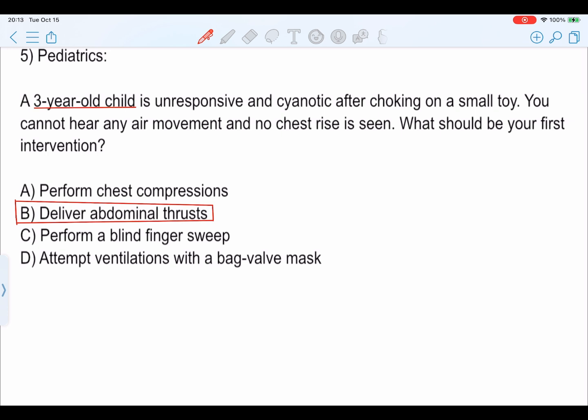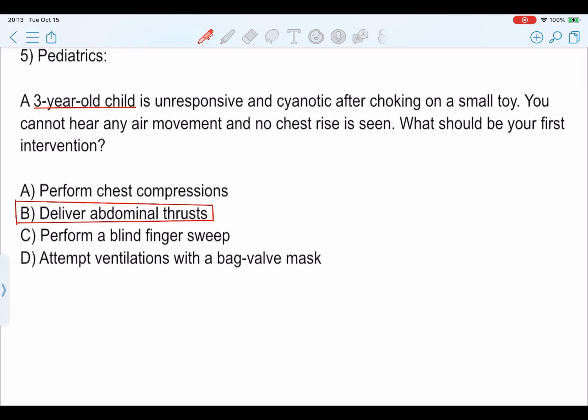And then attempting ventilations. Why, right? The airway is blocked. All of that air is not even going to make it to where it needs to go. If anything, you might just push that small toy further into the child's airway. Given the age of the child, delivering abdominal thrusts followed by back blows would be the most proper course of action here.